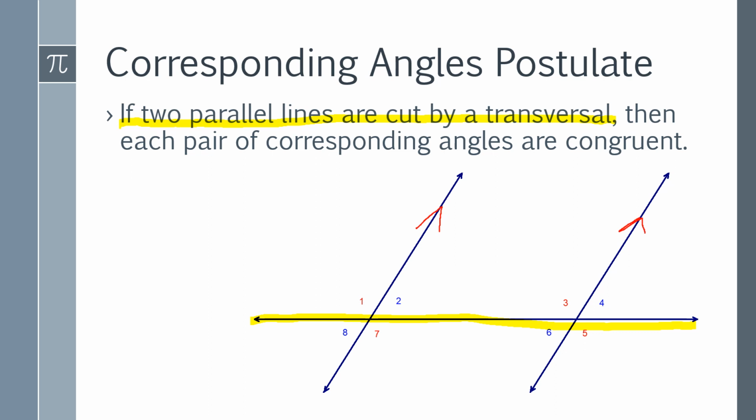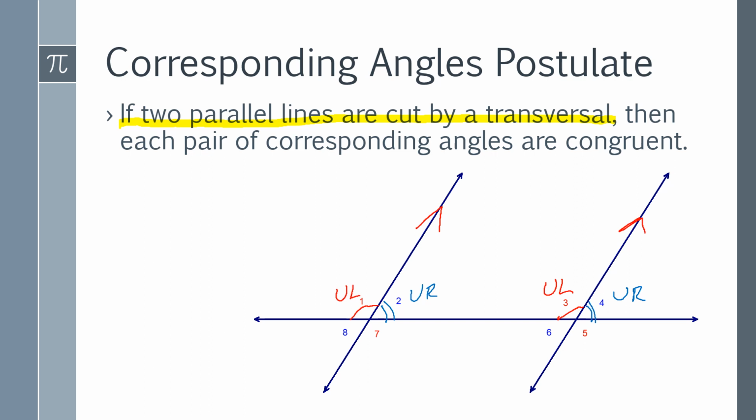each pair of corresponding angles is congruent. So what does that mean? Well, that means that this angle here, upper left, and this upper left angle are going to be congruent. And this upper right angle to this upper right angle are also going to be congruent.